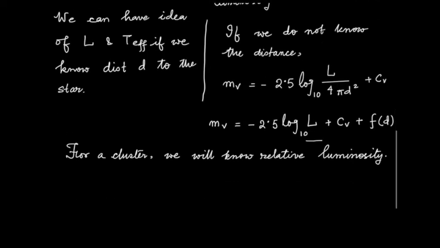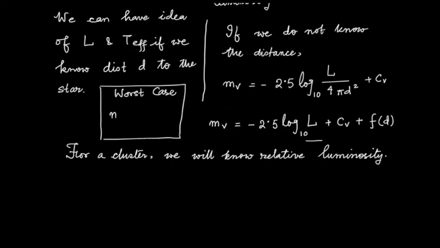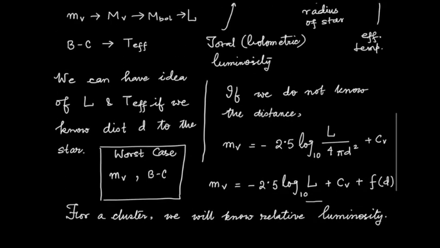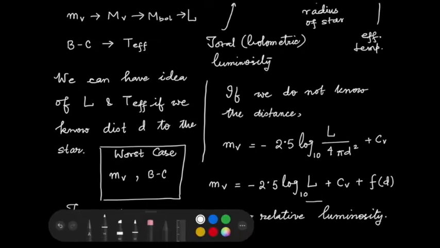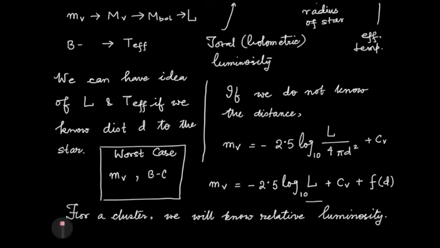So there are two ways of looking at things now. So at worst case, we know the V band magnitude and the B minus V color. I'm sorry, not B minus C. I have been writing B minus C. It's B minus V. Let me correct that. Okay. So B minus V color gives you the effective temperature, and M_V gives you the relative luminosity.